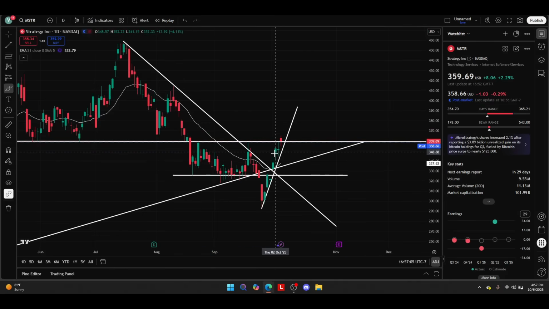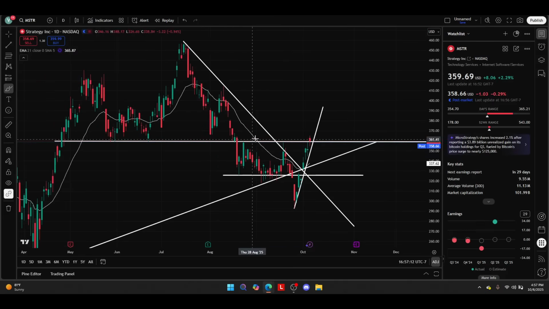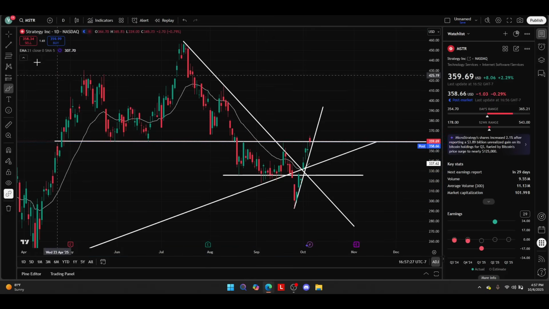So we're still technically not out of the clear zone yet, because we're right around the 360 level, which was support before, support here, minor support here, a breakdown, and then price found resistance when it went back up to it, found resistance here, and now once again we're right at it, pretty much finding resistance once again.